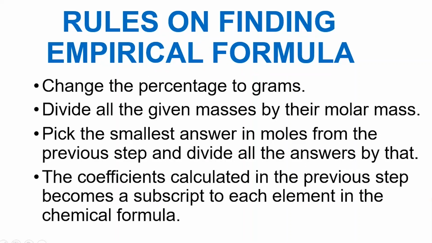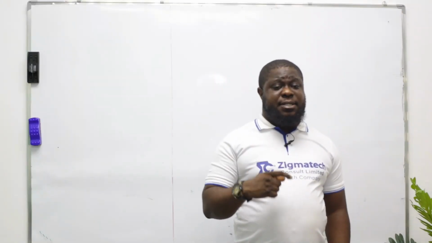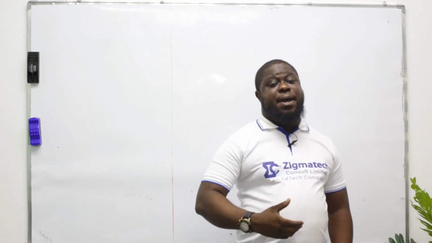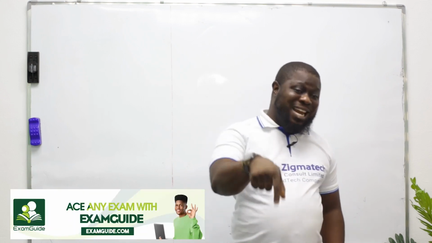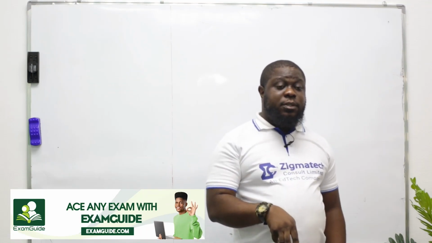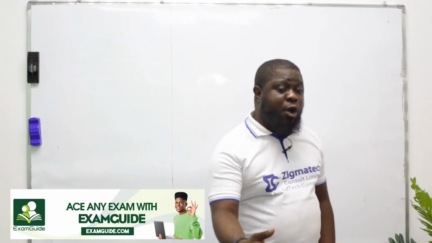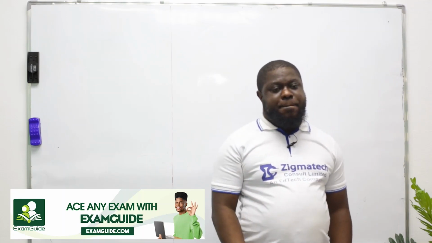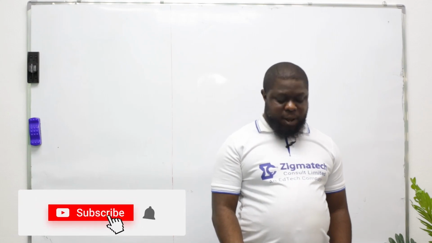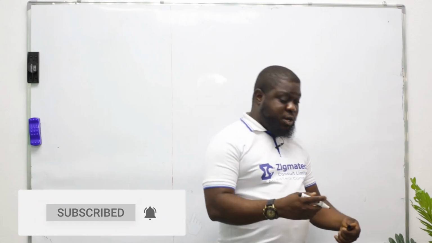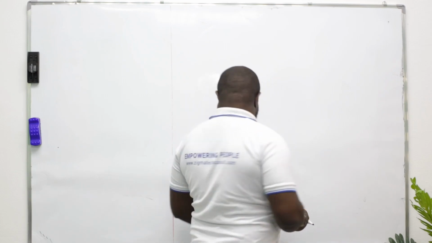Then the coefficients calculated in the previous step become the subscript to each element in the chemical formula. The coefficient means the number, the answer. That integer you got becomes the subscript of each element. When you divide the molar masses by the smallest answer, you get a number, and that answer becomes the number of atoms of the element you calculated it from in the chemical formula. Now let's see a question on this, following the rules of empirical formula.